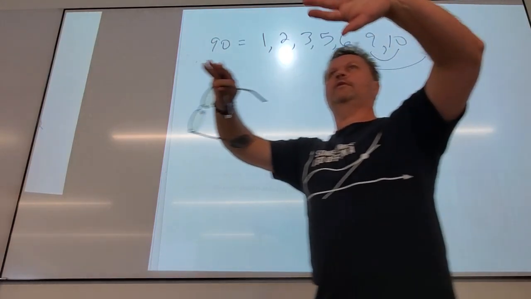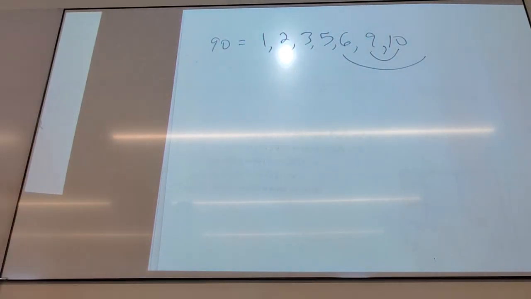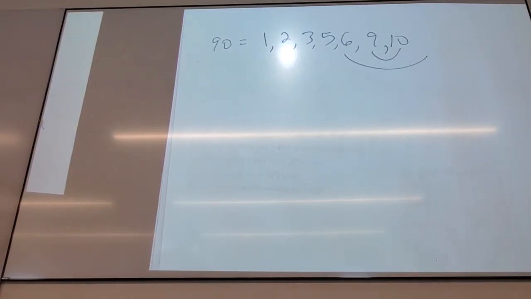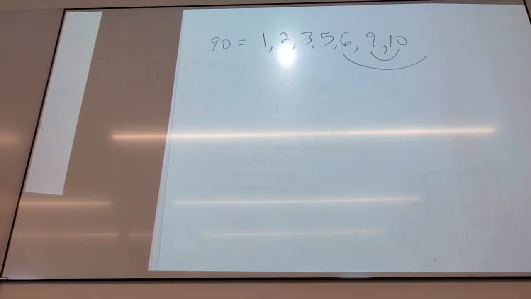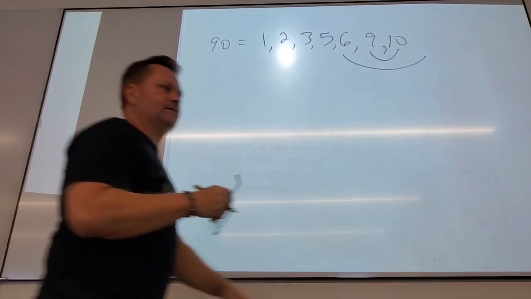The first part of a list of factors is always the harder part, because you actually have to think, okay, does this go in? Does this go in? Now you can just start pairing them. 9 times 10, 6 times... Sorry, stop. So 6 times what is 90?